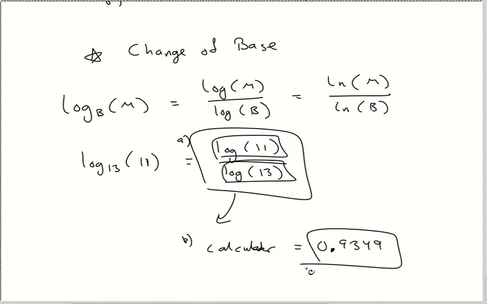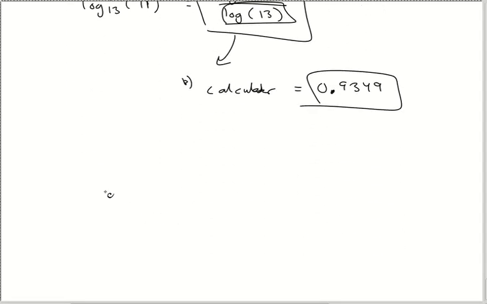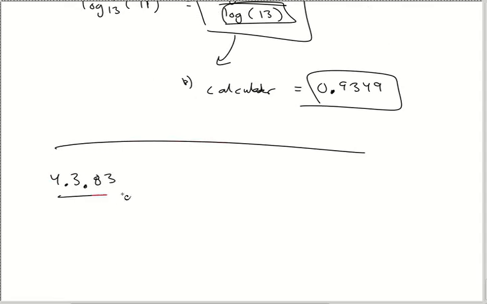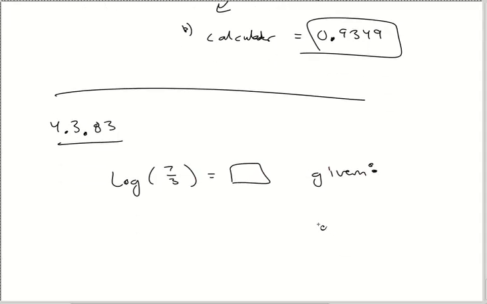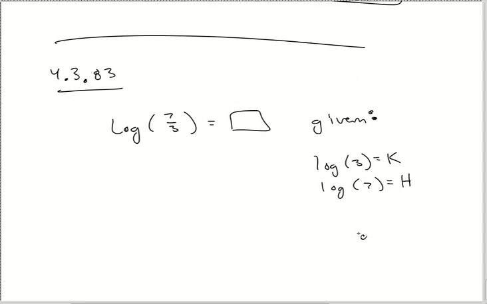Okay. And I've got two last problems, and these are different. They're a little confusing at first. Once you get the hang of them, they're easy. It'll say log of 7/3 is equal to what? Given that we have log of 3 is equal to k, and log of 7 is equal to h. Go. Figure it out. And I'm like, what?